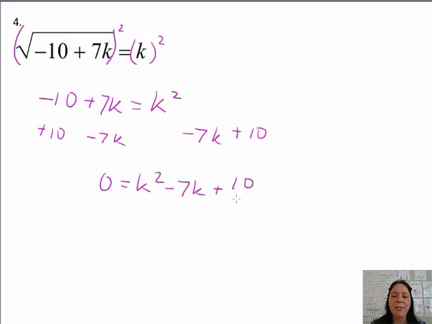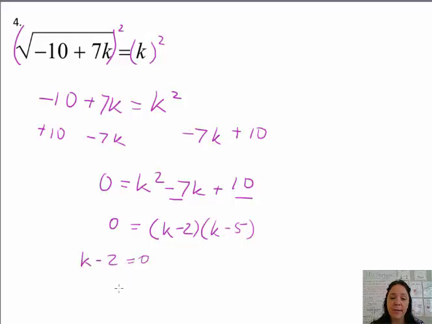Two numbers that are going to multiply to 10 and add to -7. I think 0 equals k minus 2 times k minus 5. Set each of these equal to 0 because 0 times anything is 0. And I get k equals 2, or k minus 5 equals 0, so k equals 5. And that's fabulous. I have two answers. But now I have to make sure they both work in the original equation.